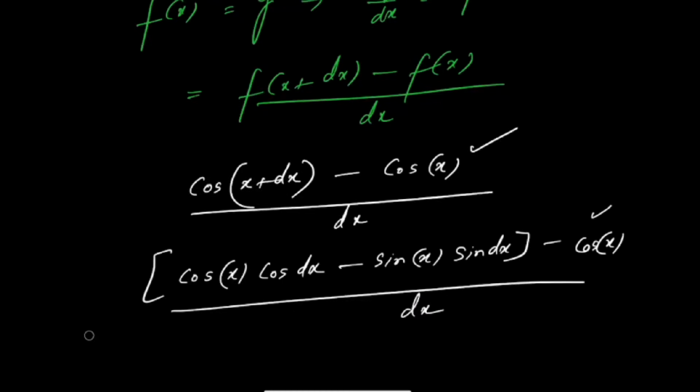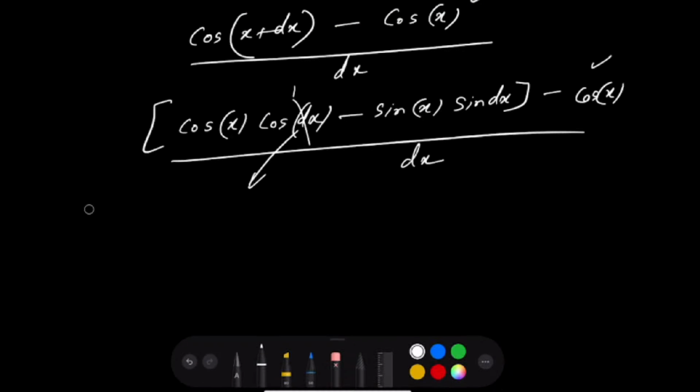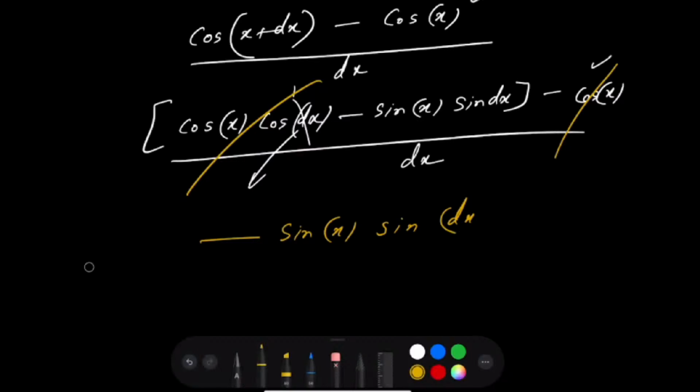Now if I expand this, what will I get? See, dx is small, so cos of dx is what? Cos of 0, almost 0, is 1. So this is almost 1. So what will remain here? Cos x will remain. This cos x and this cos x will cancel. So what you are left with is minus sin x sin dx by dx. Correct?